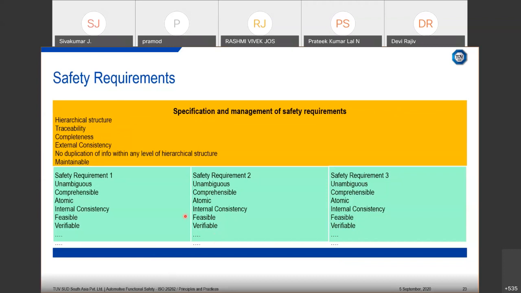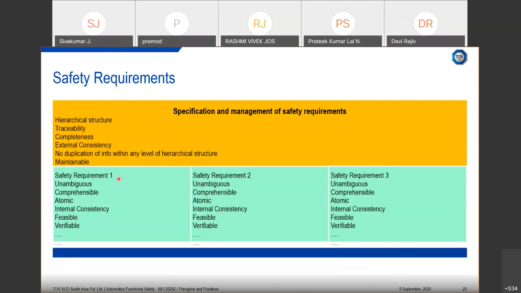For example, there is the hierarchical structure. The way the ISO derives the requirement is by nature hierarchical. It starts from the safety goal, and then FSR, TSR, hardware, software; like that it is strategically derived hierarchically. And then traceability, completeness, and consistency of the requirement, and then maintainability, and also no duplication and so on.